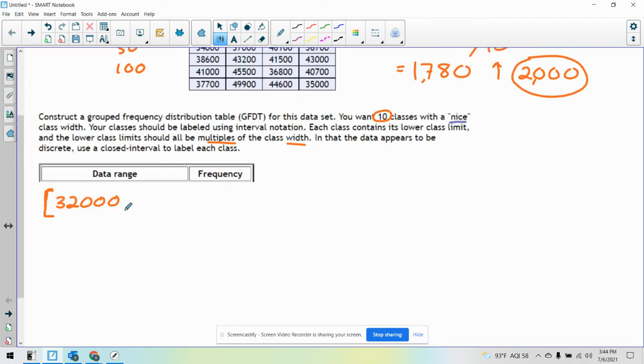up to, now let's just leave this part blank for just a second. Up to what? Well, if the class size is 2,000 and this one starts at 32,000, that means the next one's going to start at 34,000. The next one's going to start at 36,000. And so on and so forth. You keep going down. So this goes from 32,000 up to 34,000. So this will be 33,999. But they're going to mark that wrong.